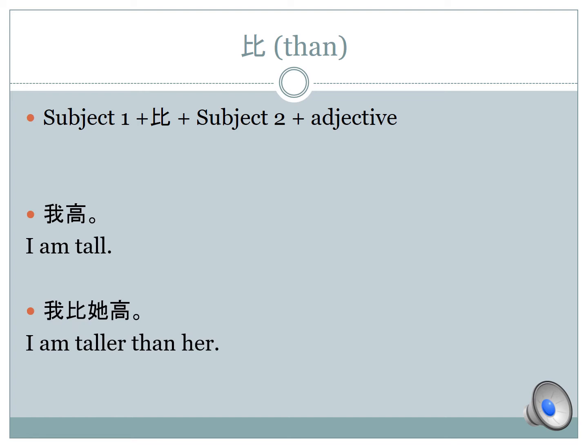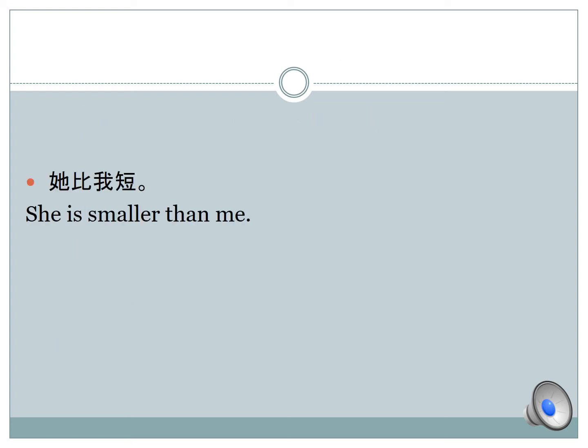So let's move on to the next point. So we know what the structure is. Let's see if you can say the opposite of the example before. So we said I am taller than her. How can we say she is shorter than me? How did you go? You know what "she" and "me" are in Chinese.